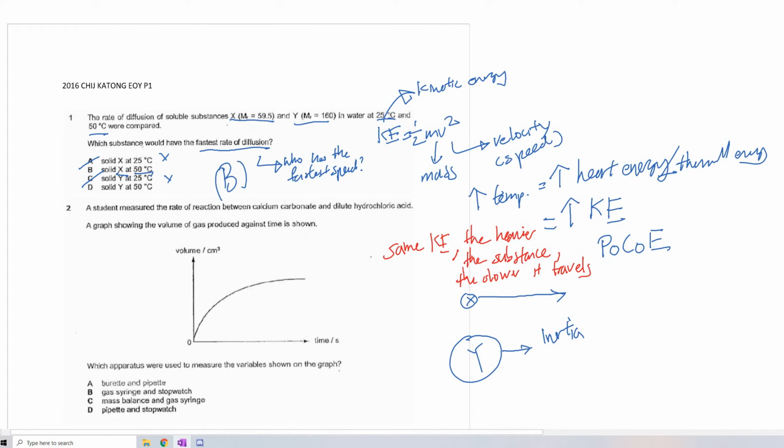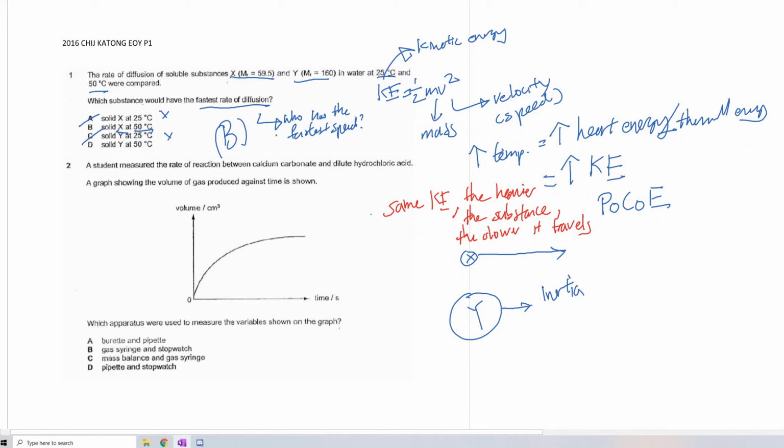Okay, let us move on to question 2. A student measured the rate of reaction between calcium carbonate and hydrochloric acid. So this is your acid and carbonate reaction. In this reaction, carbon dioxide is produced. So a graph showing the volume of gas produced, which is the carbon dioxide, against time. So we are measuring the volume of the gas and time.